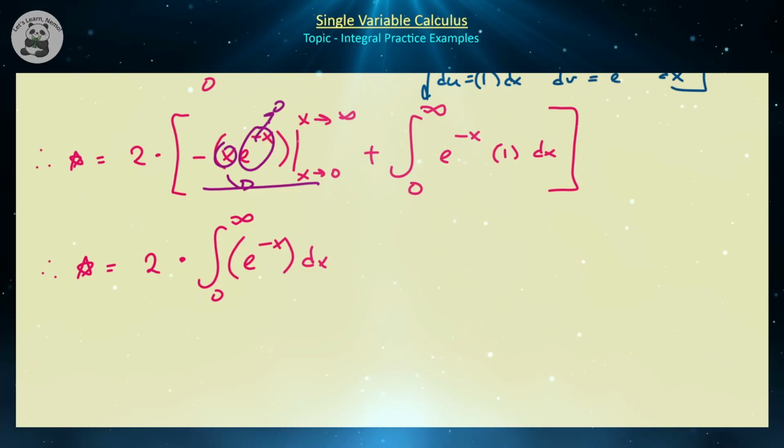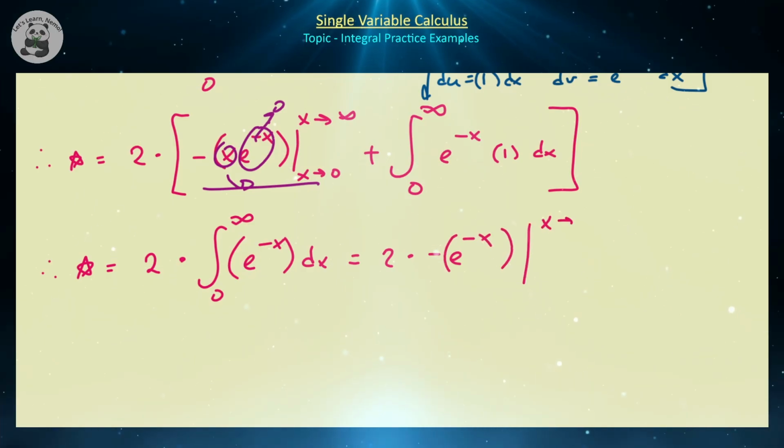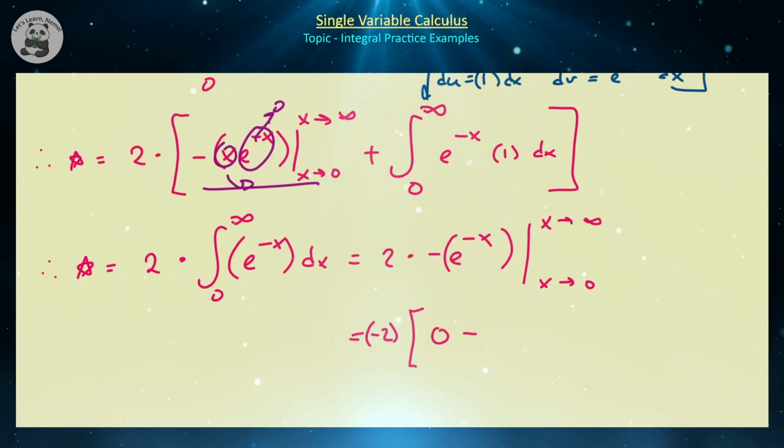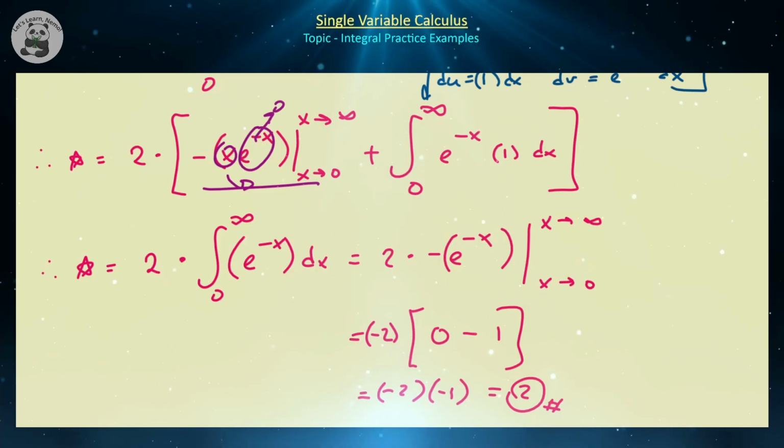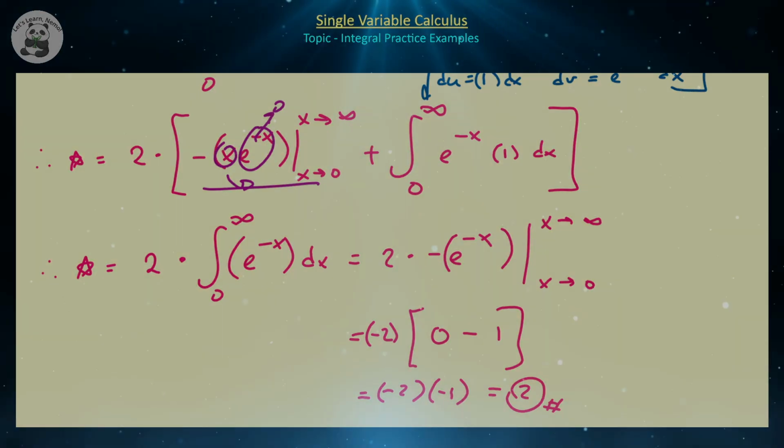So now we can just use the fundamental theorem of calculus. So this is going to be 2 times minus e to the minus x, and then we're going to evaluate this as x goes to infinity and as x goes to 0. So we're going to have minus 2 times, as x goes to infinity, that goes to 0, and as x goes to 0, that goes to 1. So we have minus 2 times minus 1, which is just going to be equal to 2, which is the answer that we originally established for this problem.